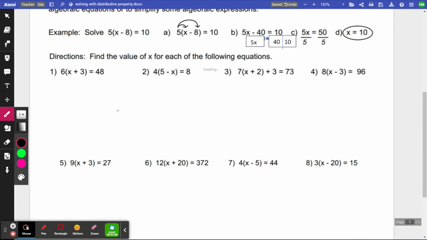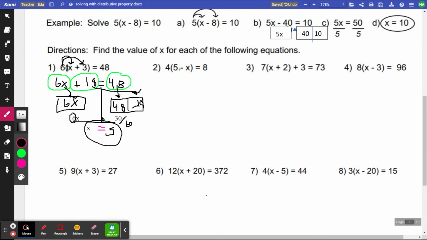All right, number 2. We are on to number 2. So we read this problem. I have 4, open parentheses, 5 minus x equals 8. Again, my job is to solve and get x all alone. That's when I'm done. But I can't do that job because I notice I have some distributing to do.